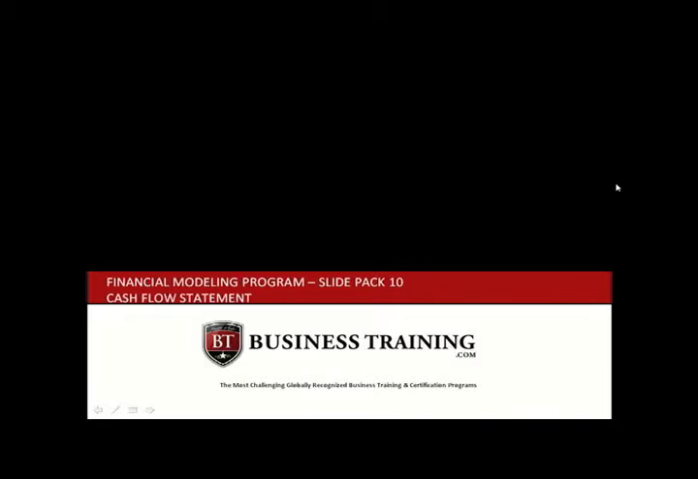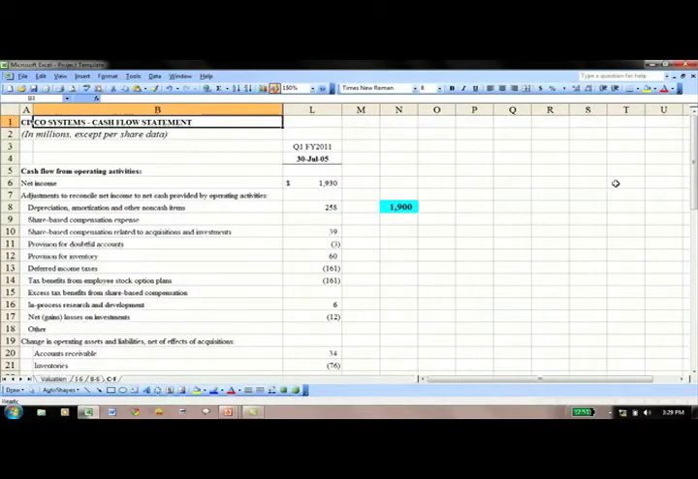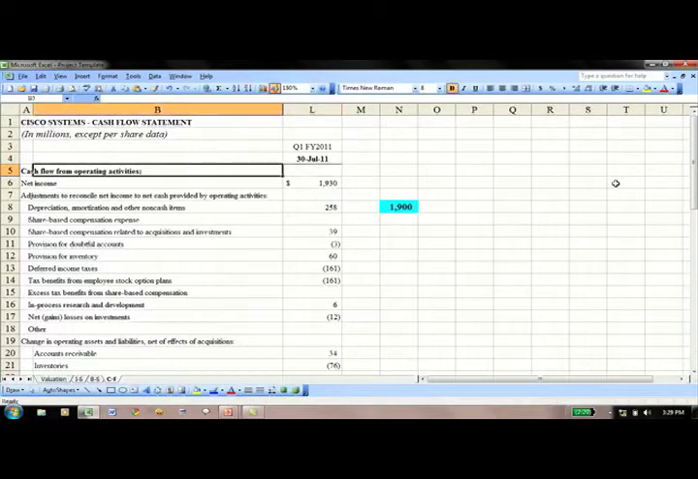So with that, again, what I'm going to do is dive into Excel. And our favorite example, our project example, Cisco Systems. What I have here is the cash flow statement. Again, all of these numbers are in millions except per share data. And this is for the quarter ended the 30th of July. And I think I have a typo there that really should say 2011, which I have changed. Sorry about that.